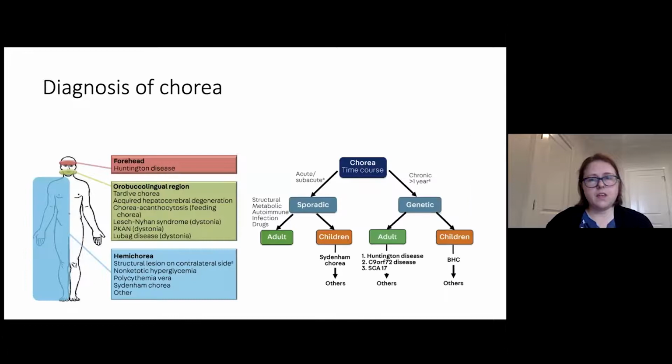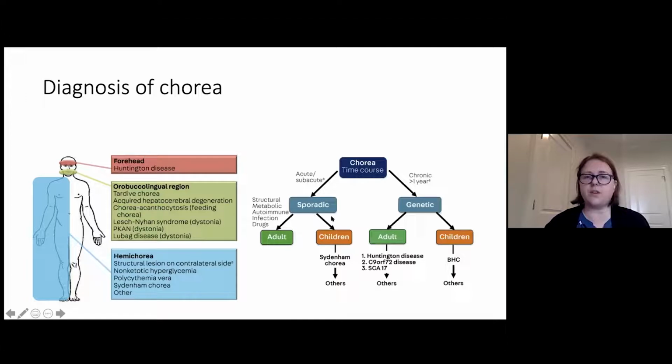Okay. So the diagnosis of chorea is actually incredibly complicated, so I will just leave you with a few thoughts. It can be helpful to try to localize where the chorea is. So if there's forehead chorea, as in this patient, that can be a tip-off to Huntington's disease. If there's oral buccal chorea, that is often a tardive syndrome, like we saw with the earlier patient with drug-induced Parkinsonism. And if there's hemichorea, that often points to a structural lesion.